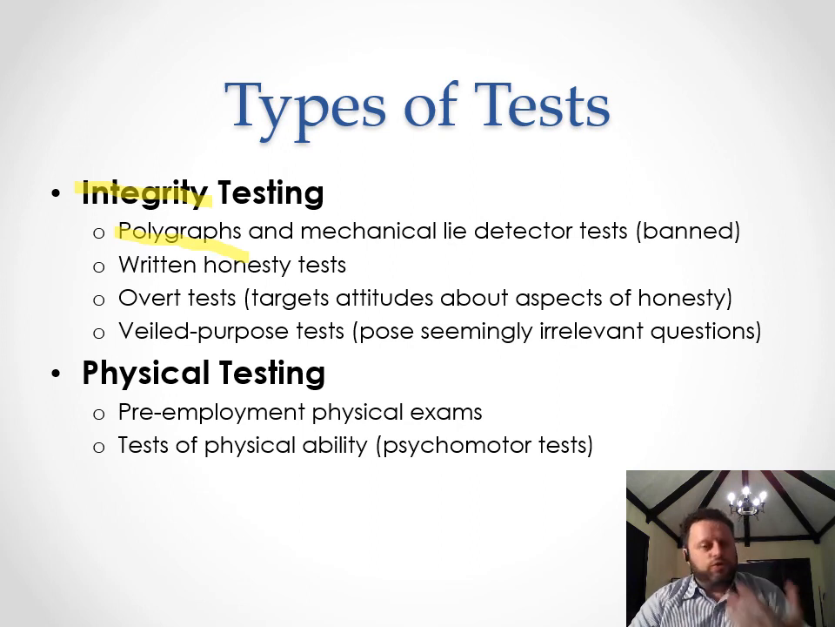Overt tests is just directly asking people questions. You know, so if you saw someone stealing supplies from the file cabinet at work, what would you do? It's just a direct question. And then a veiled purpose test, which is where you ask people questions that don't seem like they're about honesty, but they seem irrelevant.